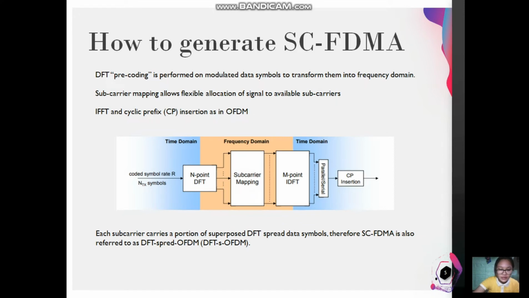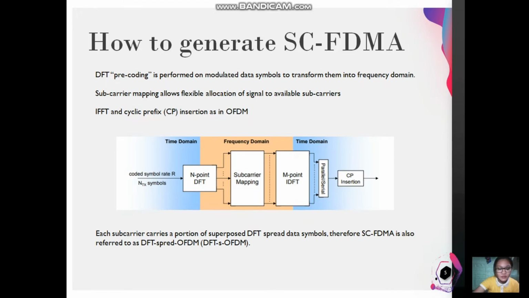The DFT precoding is the essential difference between downlink and uplink. So what does DFT do? Well, first of all, it is a mathematical operation, but compared to OFDMA in a downlink, where each subcarrier carries just one specific modulation symbol, the DFT takes the symbol and spreads it over the available subcarriers in that band. Each subcarrier carries a portion of superposed symbols. Therefore, single carrier FDMA is also referred to as DFT spread OFDM.